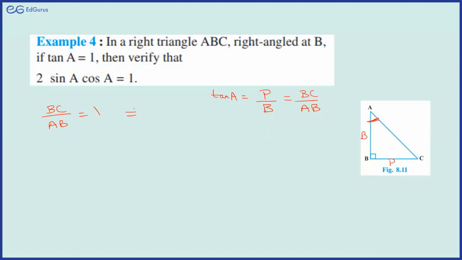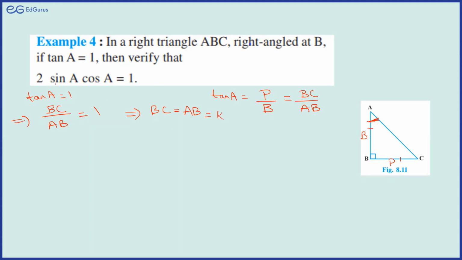ठीक है? इसका मतलब क्या हुआ कि BC is equal to AB is given to us. Right? These two sides are equal. The ratio is equal. That means sides are equal. Tan A is equal to 1, that means BC upon AB is equal to 1. That means BC is equal to AB. That is the relationship given to us. And as in the previous question, let's assume this is K, or we can assume it's X, anything. Suppose their length is K.